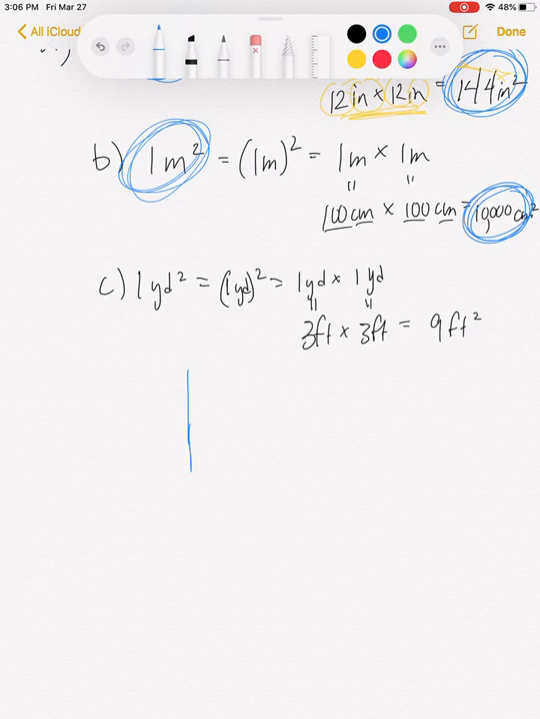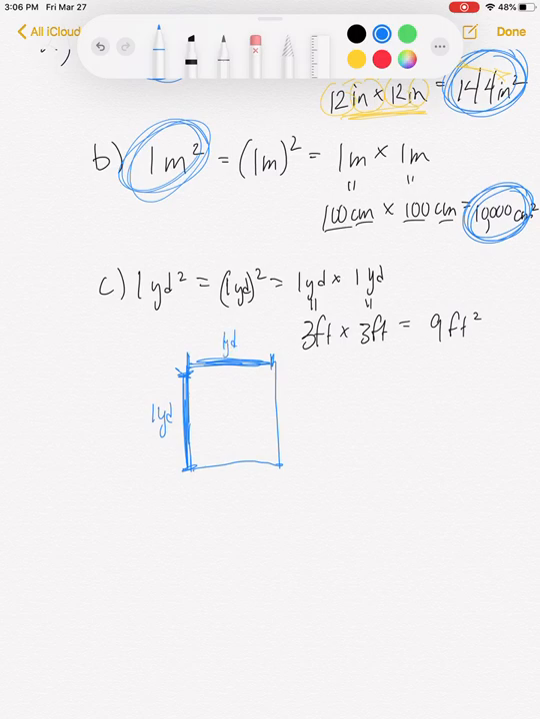So here's my square unit for yards. So this is 1 yard this way. Talking about this distance from here to here. This is also a yard this way. This distance from here to here.